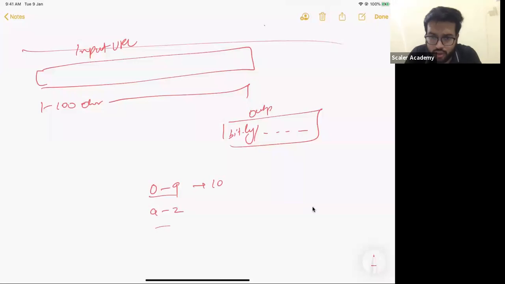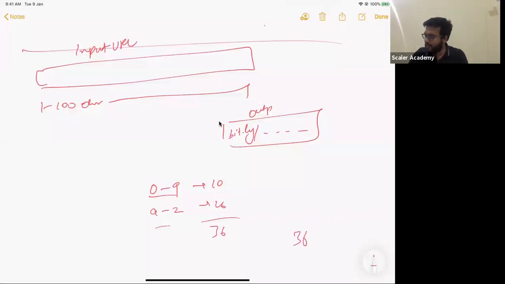Who is unmuted? Is there somebody in the class who is unmuted? I have muted everybody again. Good. Right. So A to Z is going to be 26. So you basically have 36 options. So you have 36 to the power 6 possibilities if you have size 6. What is that value, folks? What is 36 to the power 6? Can somebody just use a calculator and solve it for us?